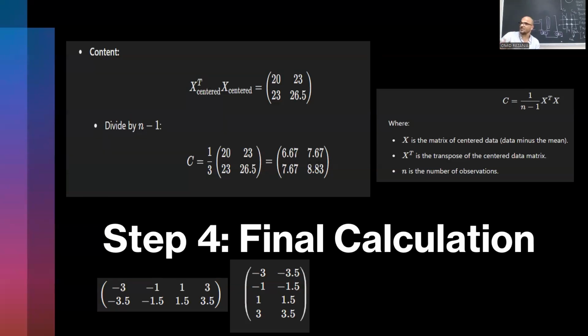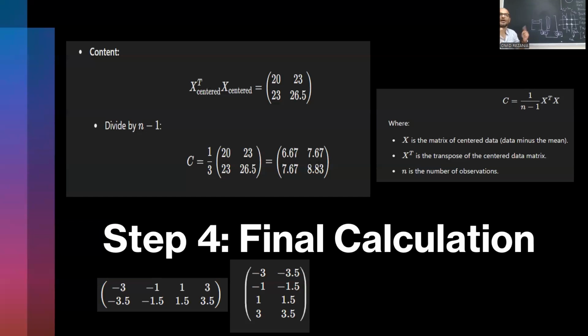Although you're not going to be tested on this one. Okay? Now, look at the first one. The element of X^T-centered times X-centered. The first element is how much? 20. But how did we get that? Look at the matrices at the bottom. The first one is row number 1 times column number 1. Row number 1, what do you see? -3, -1, 1, 3. Column number 1 of the second matrix, what do you see?